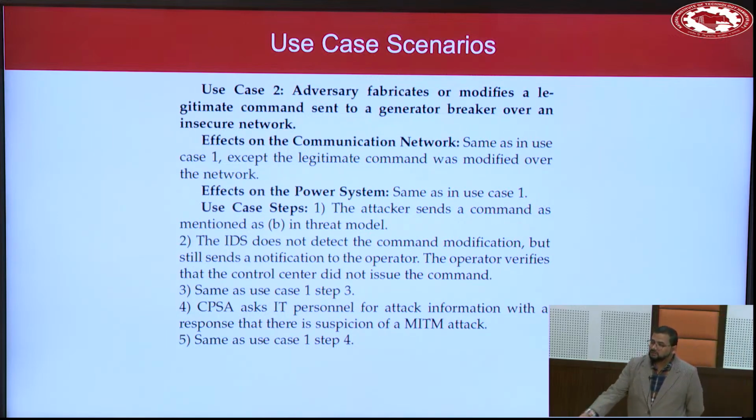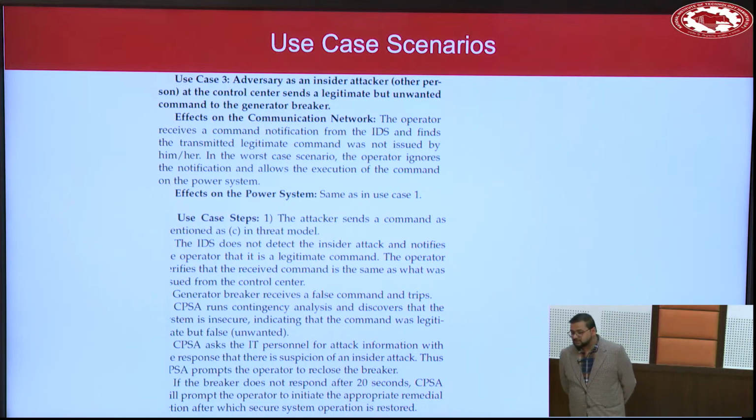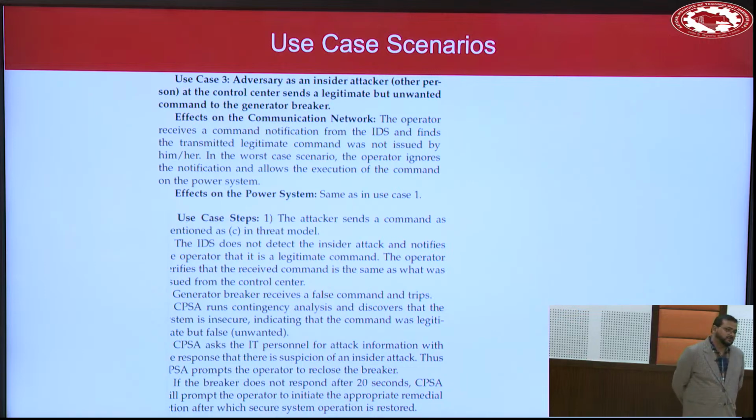In the third scenario, so I've got one more scenario, sorry. In the third scenario, I'm assuming the adversary has an insider attack. That could be another person than the operator, at the control center, who sends a legitimate unwanted command to the generator breaker. In this case, we assume the command was sent from the control center. Not the operator, someone else sent it because they're part of the network and in some way they got access to it.